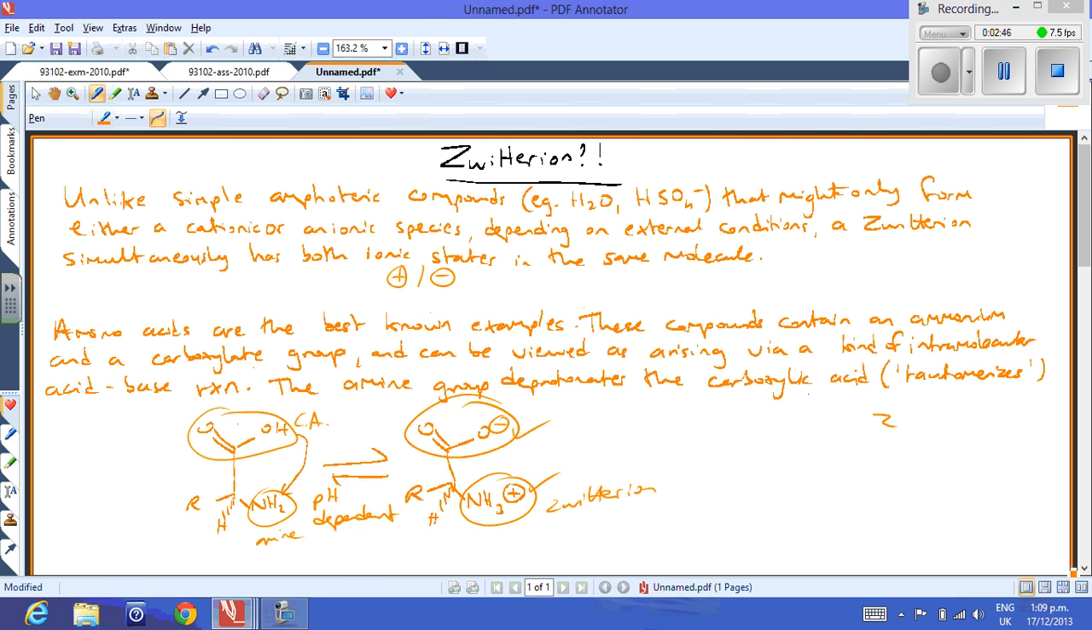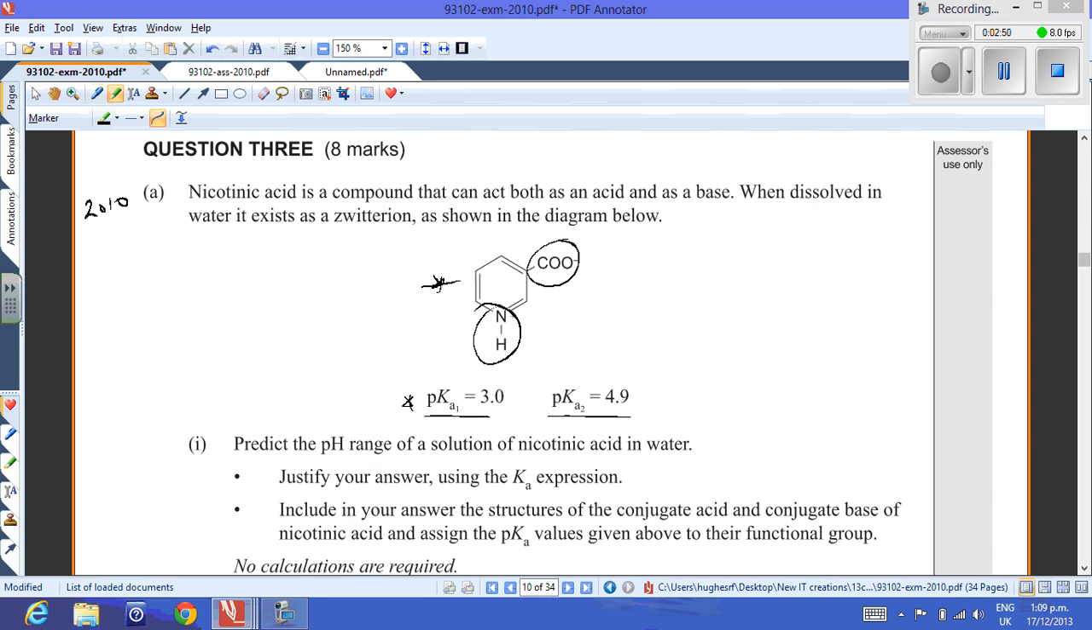Now, what we're given here is this Zwitterionic form for nicotinic acid, so you can see it has a negative charge right there and a positive charge right there. We have to talk about the two reactions that this Zwitterion can undergo with water, where it acts as an acid or as a base, and that's its amphoteric nature. And then we need to relate these pKa values to the two functional groups and then to the Ka expression for this acid. So this is what we're going to do.